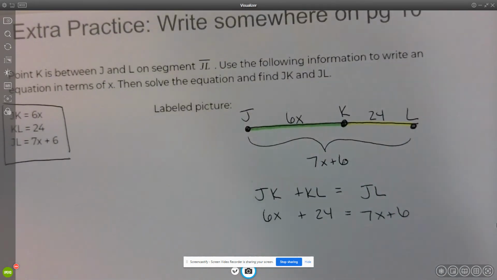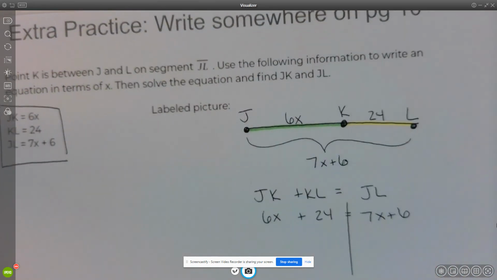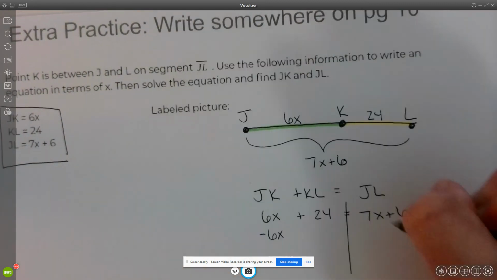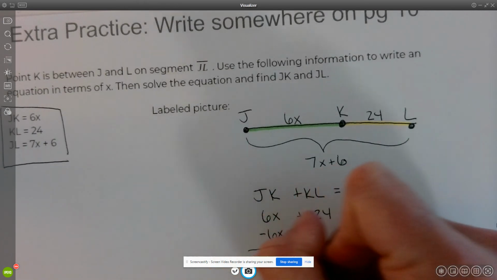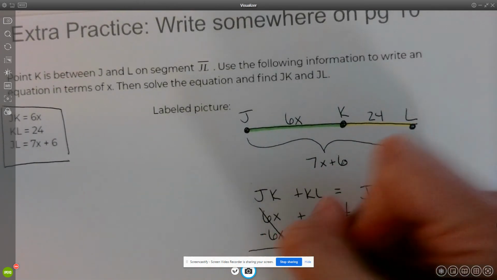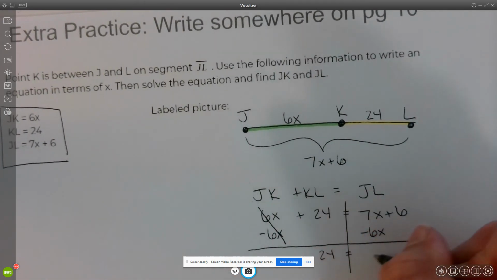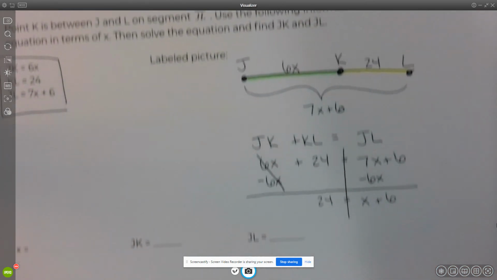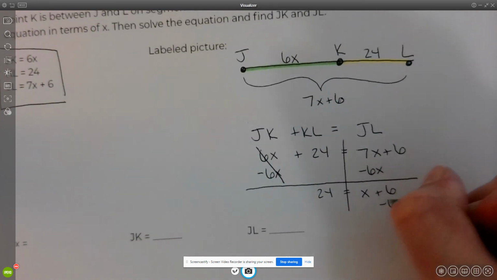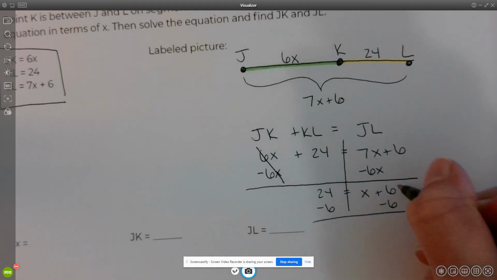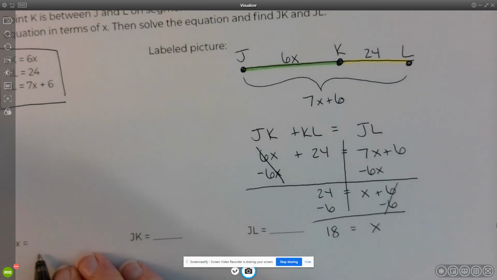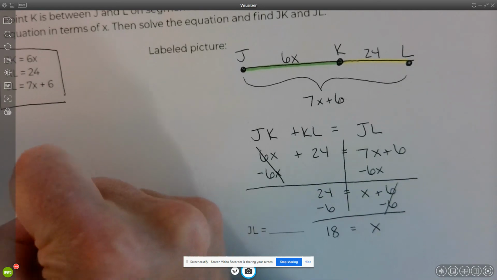We need to solve for x, so we're just going to solve this equation. I'm going to move all my x's over here. I'm going to subtract 6x on both sides of my equation. Now I'm going to subtract 6 on both sides. And I get that x is equal to 18. It has a blank for me to fill that in. I'm going to fill that in over here.